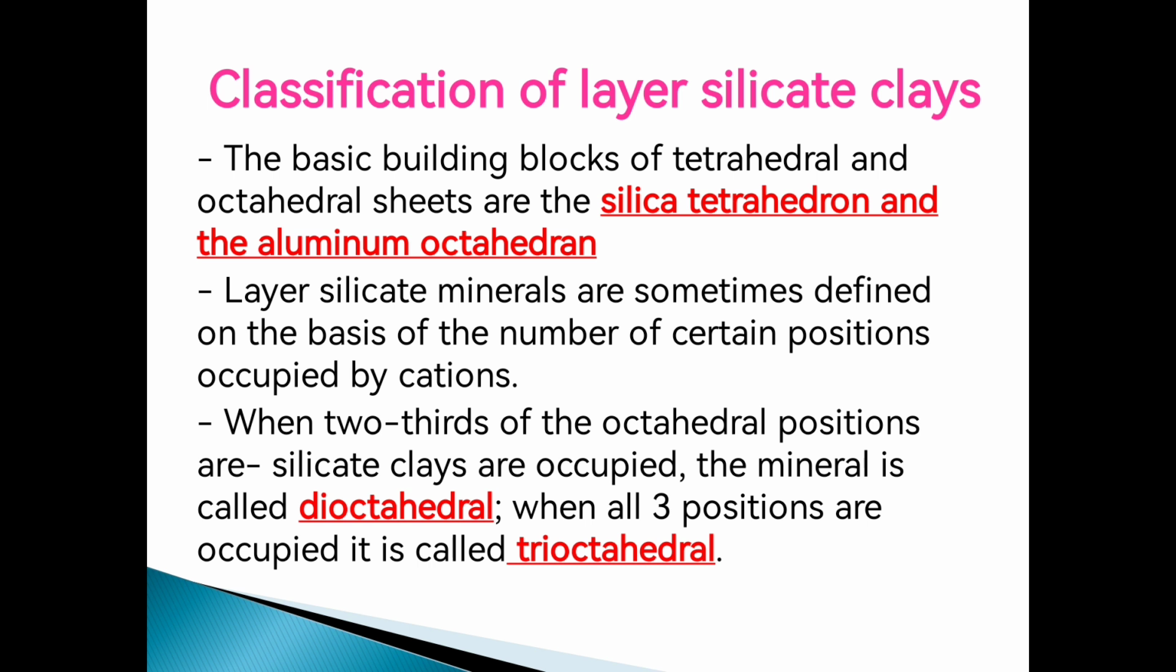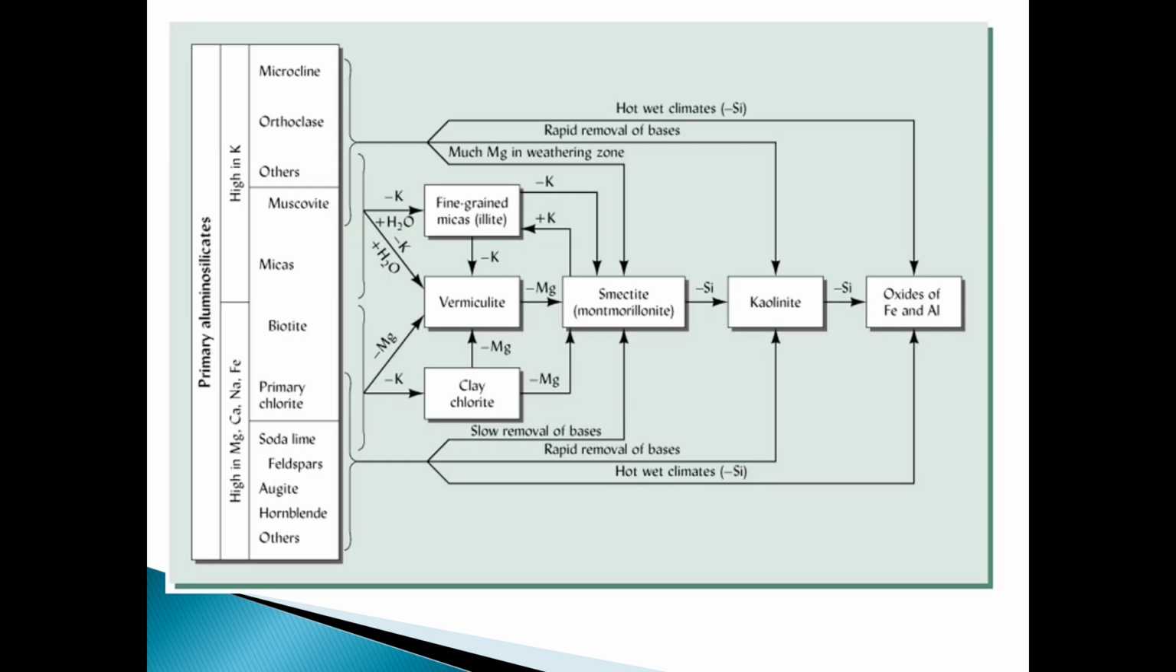The layer silicate minerals are sometimes defined on the basis of the number of octahedral positions occupied by cations. When 2/3 of the octahedral positions are occupied, the mineral is called dioctahedral, and when all 3 positions are occupied, it is called trioctahedral. You have seen this figure before during the genesis of the clay. So this is how the clays are being developed during weathering and during time.